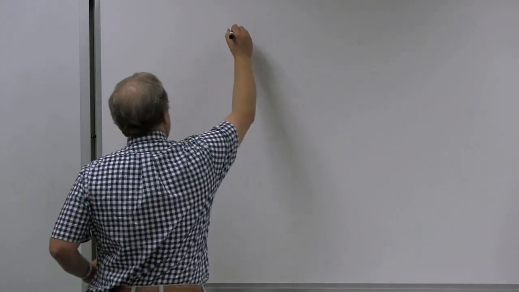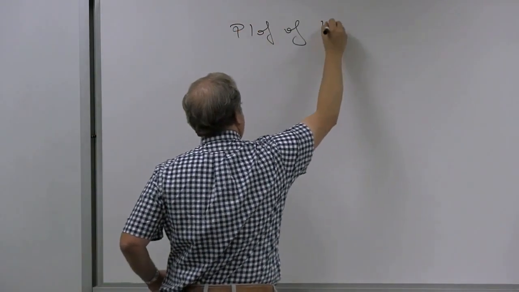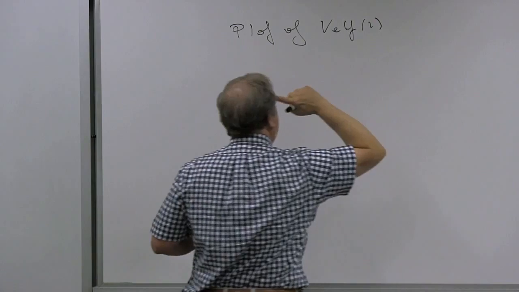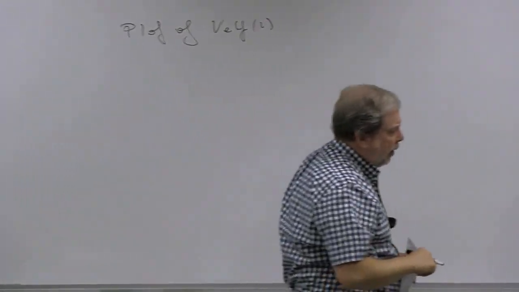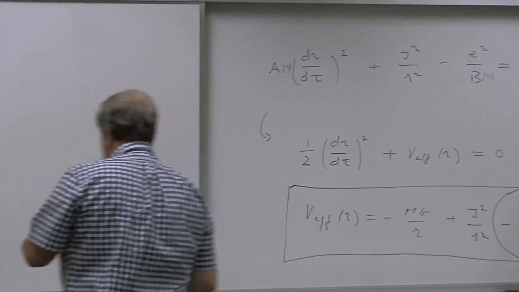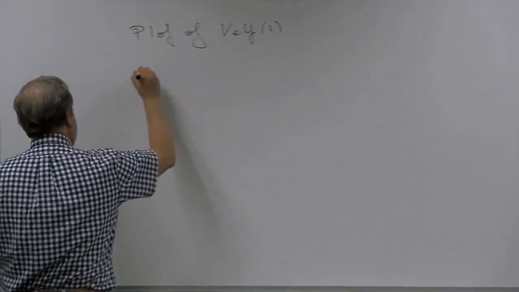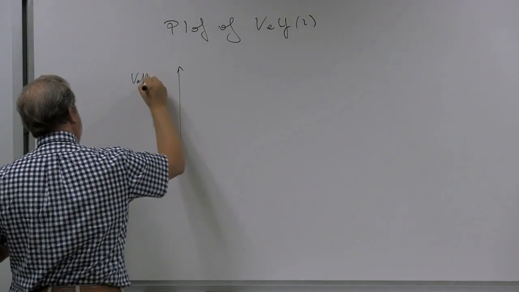Now, before we do this calculation, let's talk just briefly about two things. One is the shape of the orbits, and the other thing that I want to talk about is the potential itself. So let me talk about the potential first. That is, we can do a plot of V effective of r. So let's just look at the part that depends on r. The constant is just a shift.